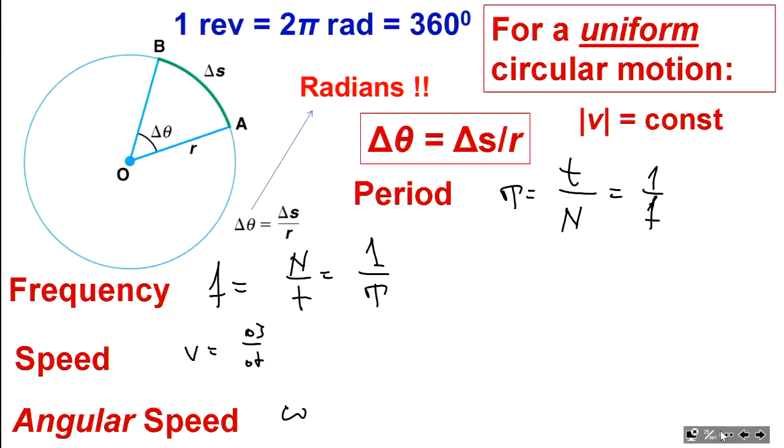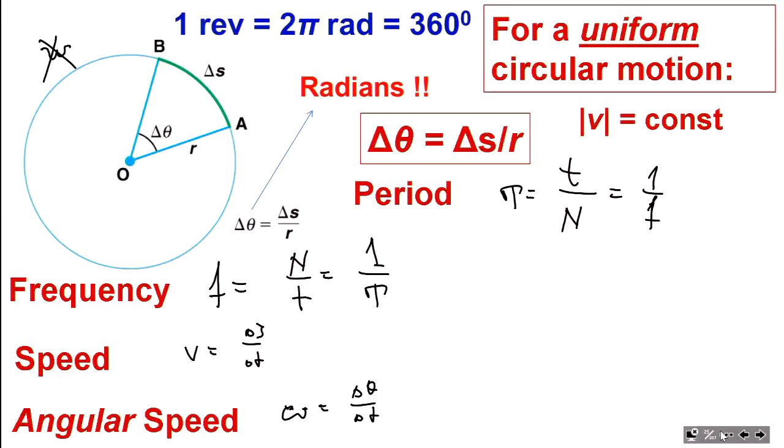Angular speed, and the standard letter for angular speed is the Greek letter omega. Some people call it weird W, because W looks like this, with ends out. So you bend the ends of this letter in, and it becomes omega. By definition, it should be equal to the angular displacement over time.